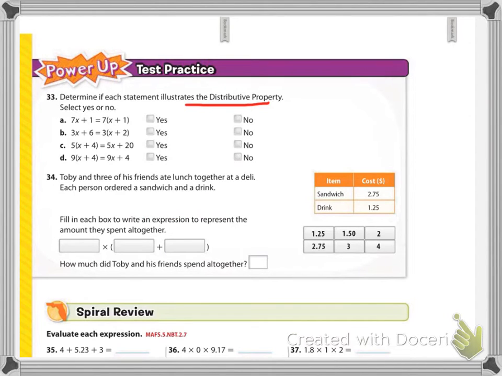Distributive property, again, power up test practice. The odds are always in the back of the book for you to check, but if you have not worked these, do that now and come back and check your answer, because you will have questions similar to this. Which multiple choice item shows the correct use of distributive property? So be ready for those types of multiple choice questions on your test.